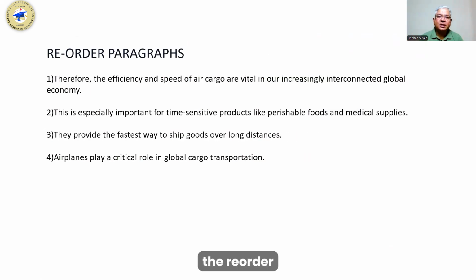Sometimes you have the reorder on the chronology or vice versa. So let us look at this particular reorder. Here, therefore, this and they looks like a pairing sentence. So airplanes play a critical role in global cargo transportation. Looks like a standalone sentence. They provide fastest way to ship goods over long distances.